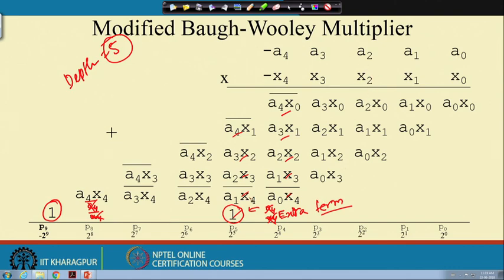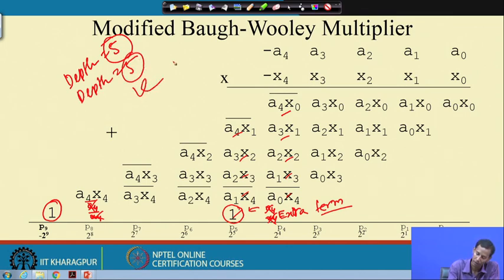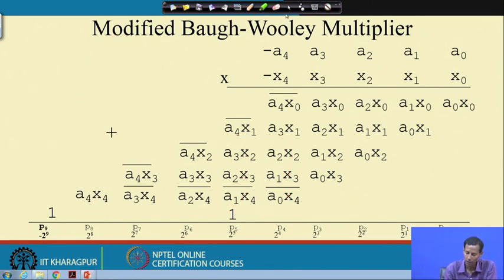Okay. So, that means I can do this signed multiplication. For unsigned multiplication, the maximum depth will also be 5. For signed multiplication with this modified Bogly multiplier, the maximum depth will be 5. Okay. So, that means delay wise this circuit is improved. Okay. So, this is the modified Bogly multiplier.